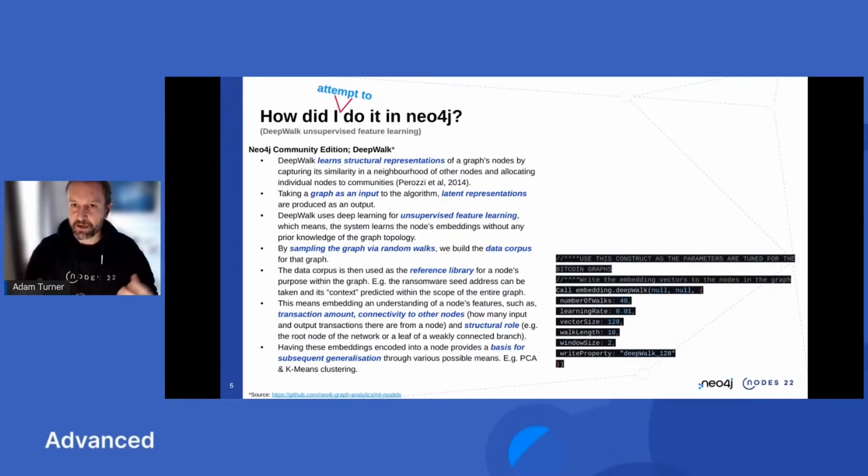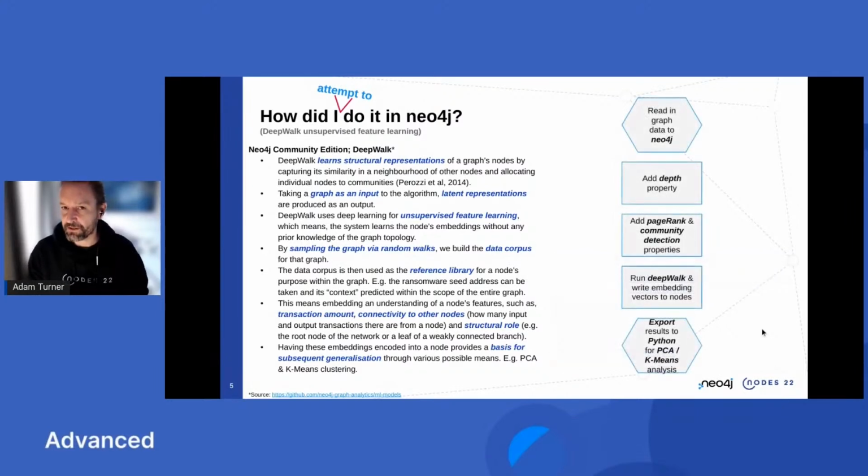These embeddings essentially allowed me to form some sort of contextual understanding, and the DeepWalk algorithm really does observe each node. It takes a random walk from your starting point and then builds this data corpus and reference library, essentially, that you can use. You can use these embeddings effectively as features for any sort of further machine learning as well.